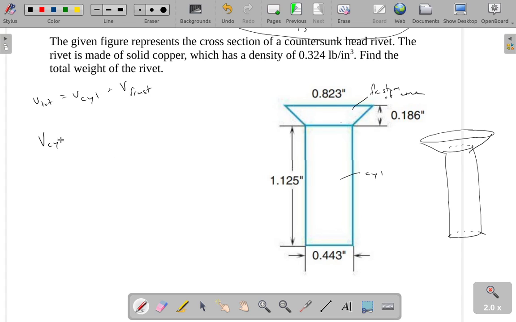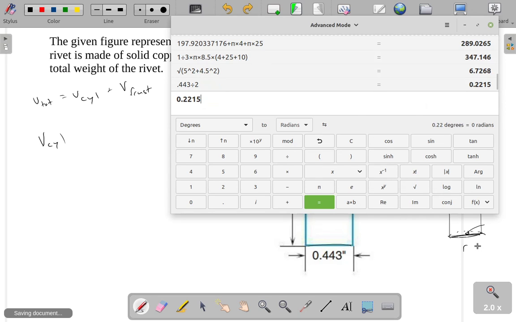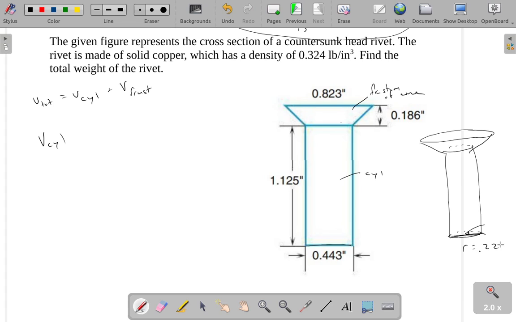Alright, so the volume of the cylinder, I'm just breaking this down into two parts so I don't have to consider everything all at once. Well, the distance across here is 0.443, the distance all the way across there. So if we cut that in half, we end up getting the radius. So R would be 0.443 divided by 2, which is 0.2215. So the radius of the cylinder is 0.2215. That's the same as the distance up here, because that cylinder remains constant throughout the entire length.